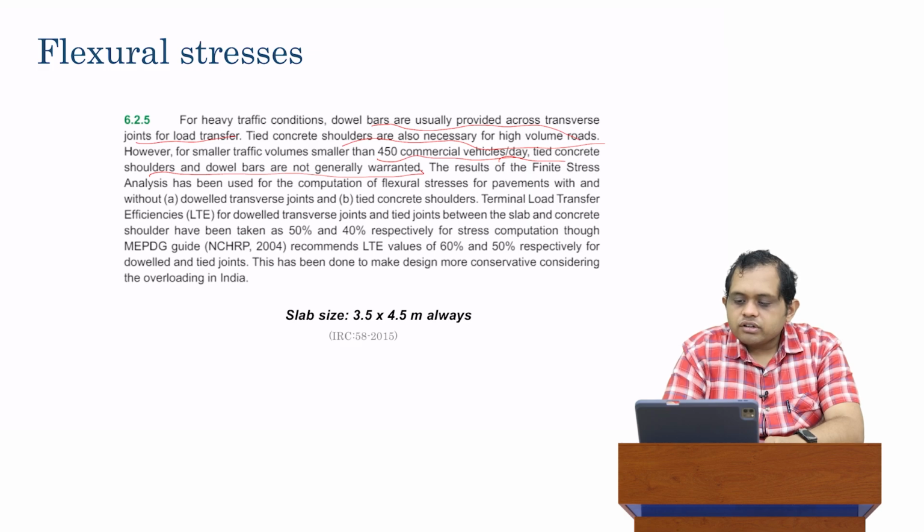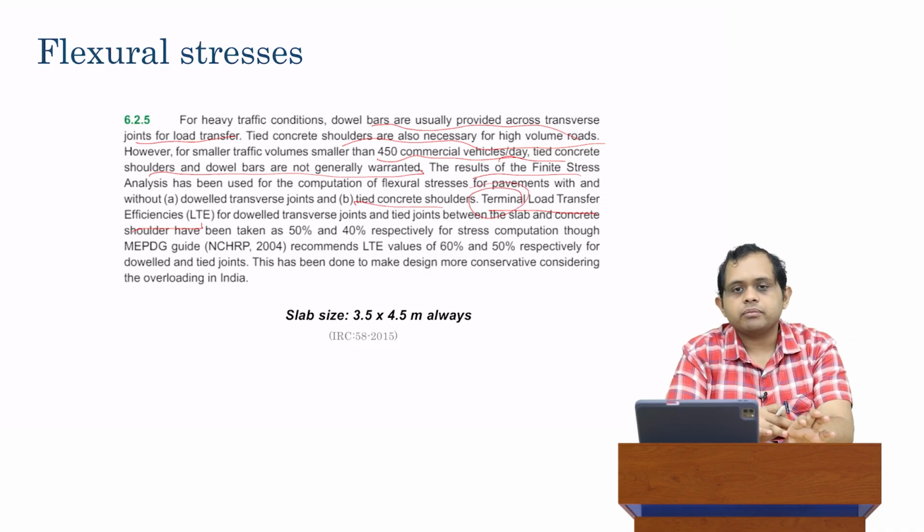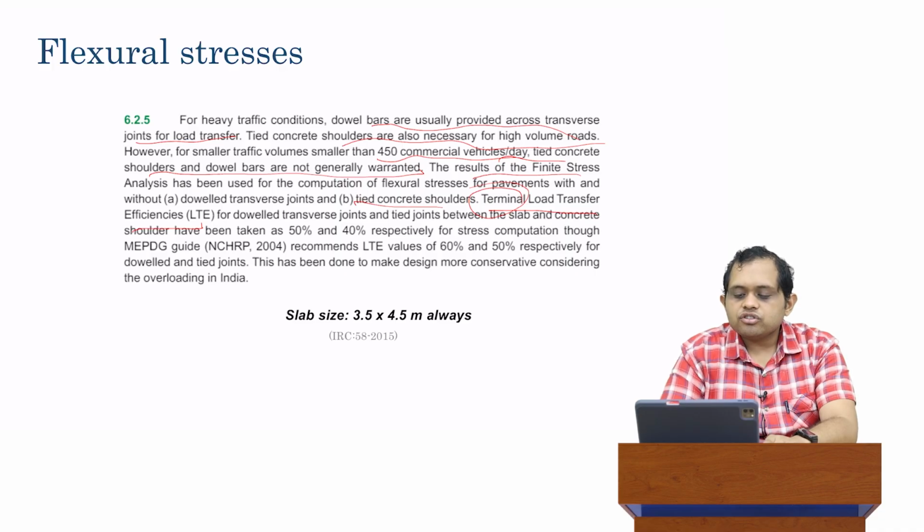So the result of the finite element analysis has been used for computation of flexural stresses with and without dowel joints and tight concrete shoulders. So we have both those cases. The terminal load transfer efficiency: we already defined load transfer efficiency in earlier lectures. Terminal load transfer efficiency just says that at the end of the service life, after a fair amount of degradation has taken place, the terminal load transfer efficiency is taken to be 50% and 40% respectively. That is respectively for shoulders as well as transverse joints for computation, and this is found from MEPDG.